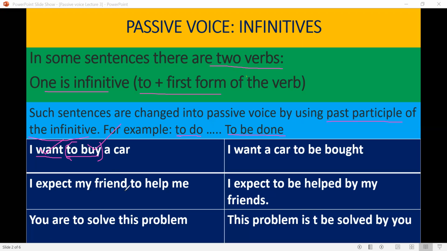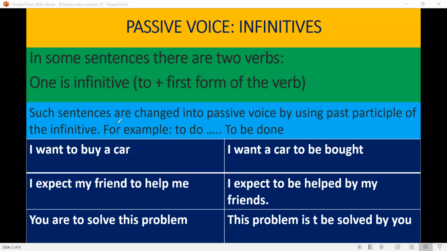I expect my friend to help me. I expect to be helped. He converted this infinitive into to be helped by my friend. You are to solve this problem. This to solve will be changed into is to be solved. This problem is to be solved by you.